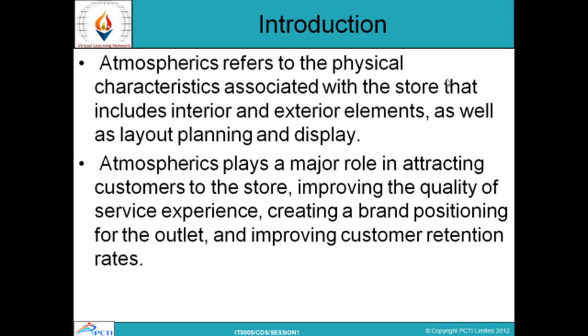So atmospherics basically refers to the physical characteristics associated with the store, the lighting, the visual display and the way the products are displayed in the store as well as it also includes the physical and the outward display.